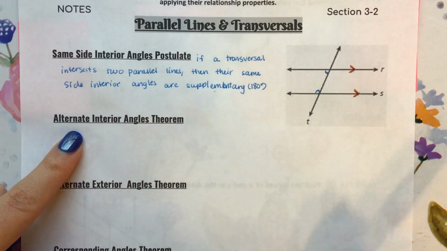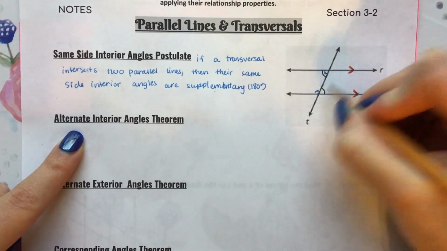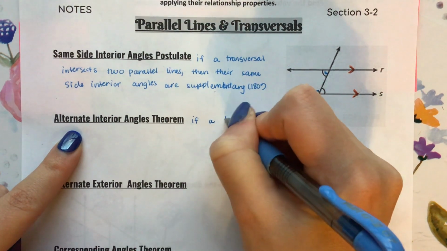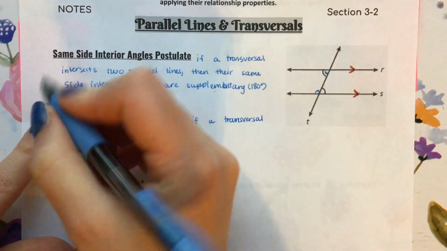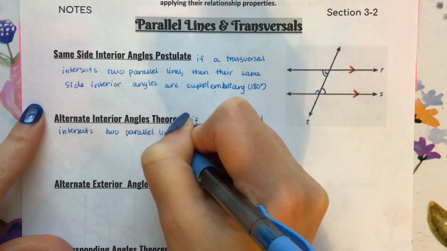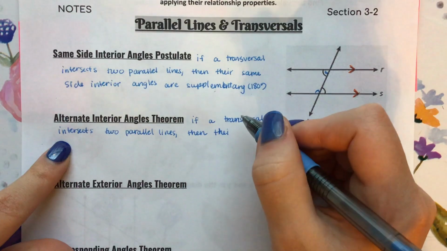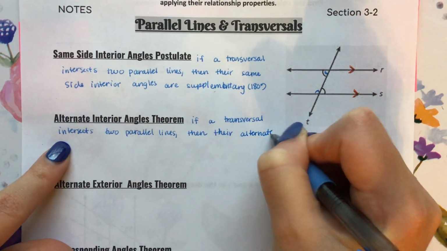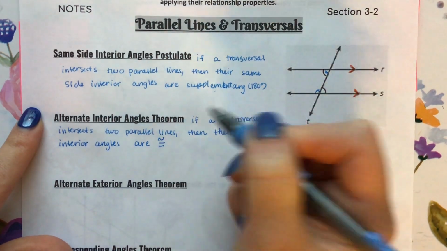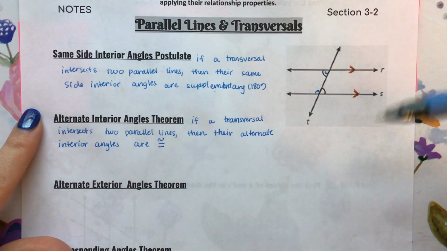Next, we have alternate interior angles. So an example of that in our image would be, say, this guy and that guy. They are alternate interior. Alternate interior angles work like this. If a transversal intersects two parallel lines, then their alternate interior angles are congruent. So that means this angle right here, marked in pencil, and this angle right here, marked in pencil, have the same measure.